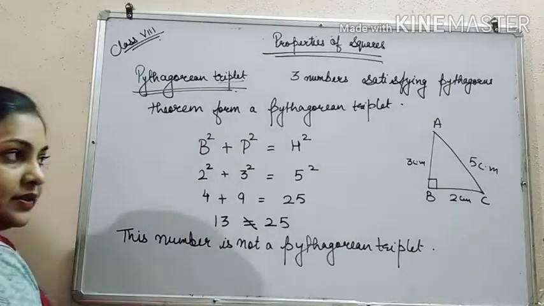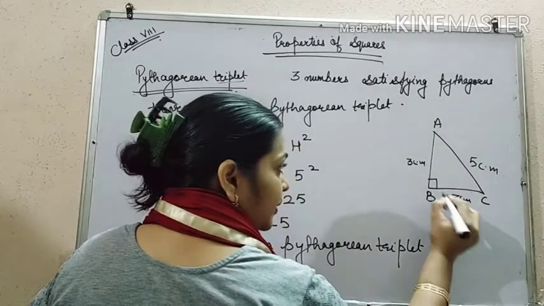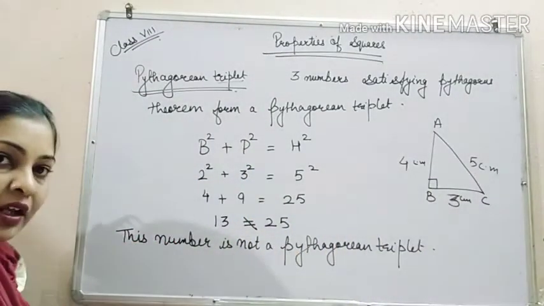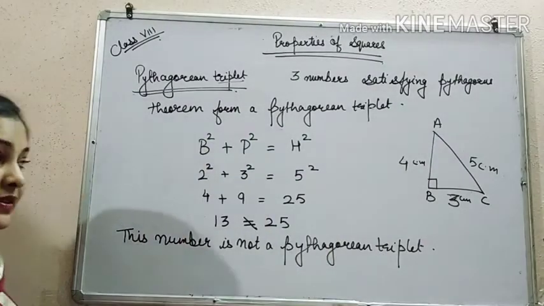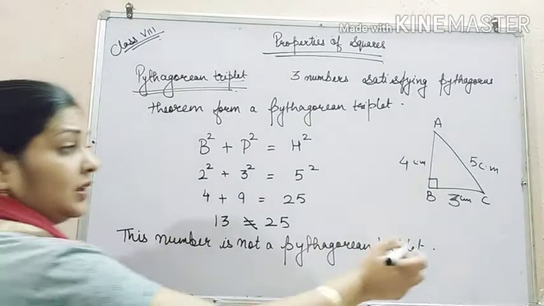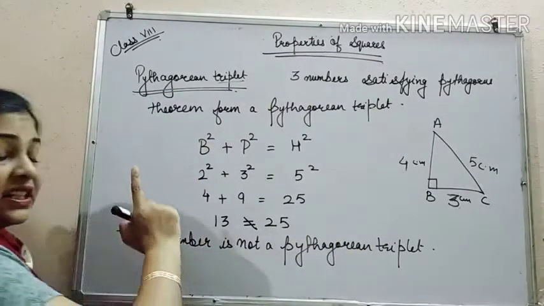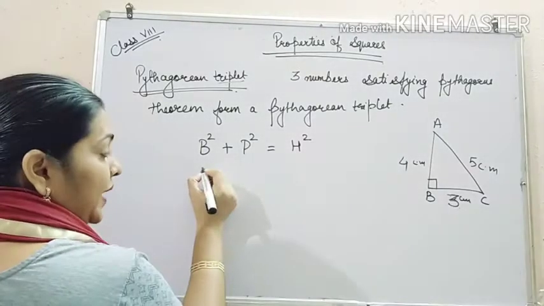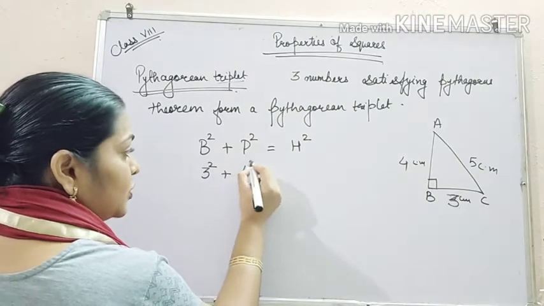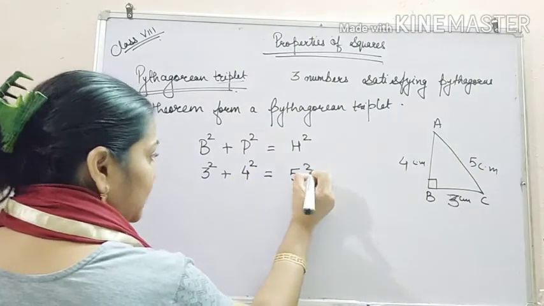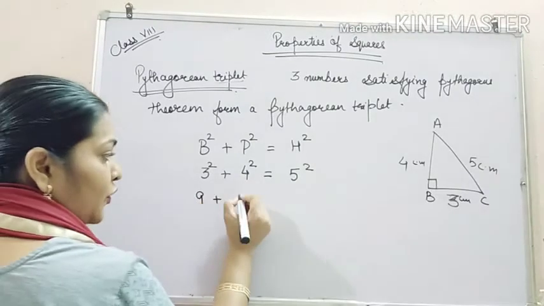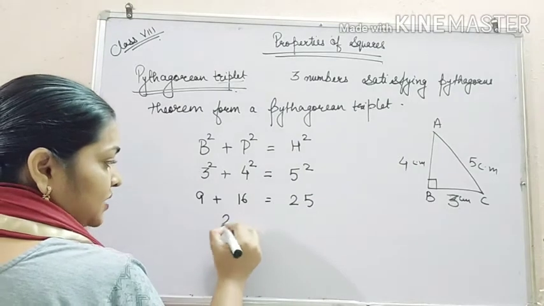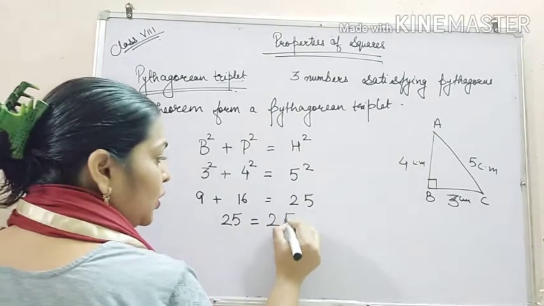Let us take one more example. Suppose this is 3 cm, this is 4 cm and let AC be 5 cm only. Now we will see whether these measurements satisfy Pythagoras theorem or not. So let us see. Base square 3 square plus 4 square is equal to 5 square. 3 3s are 9, 4 4s are 16, 5 5s are 25. So 16 plus 9, 25 is equal to 25.